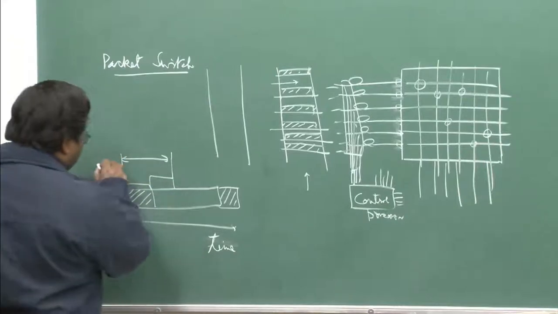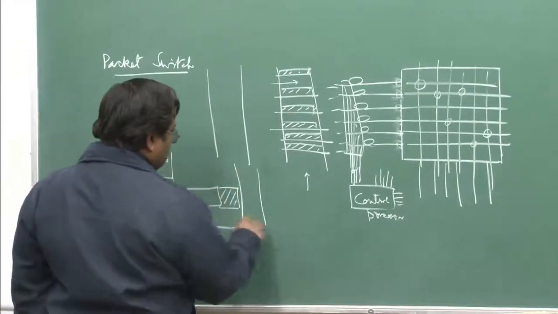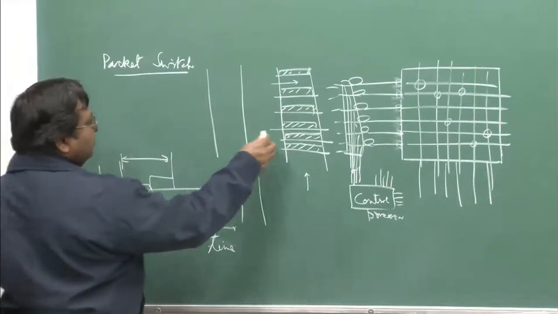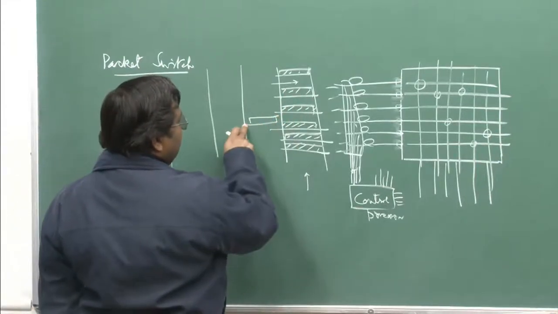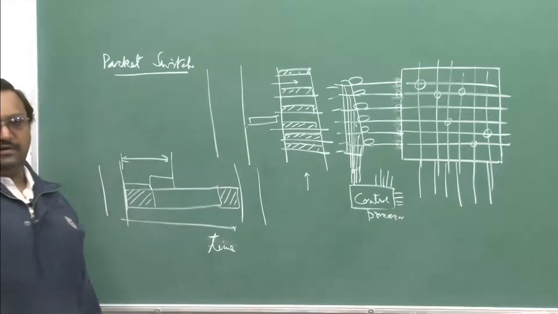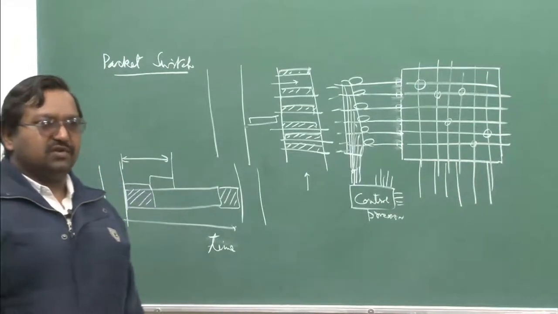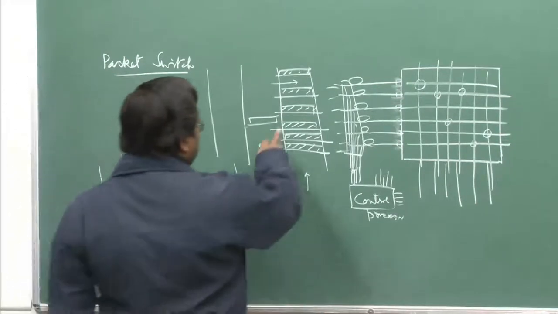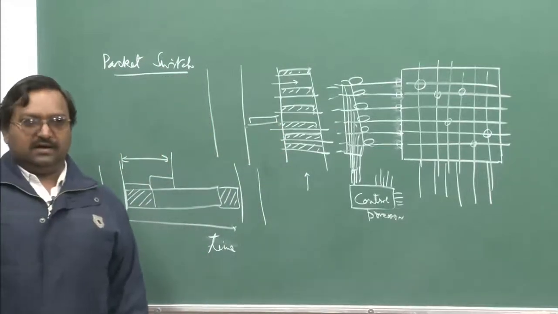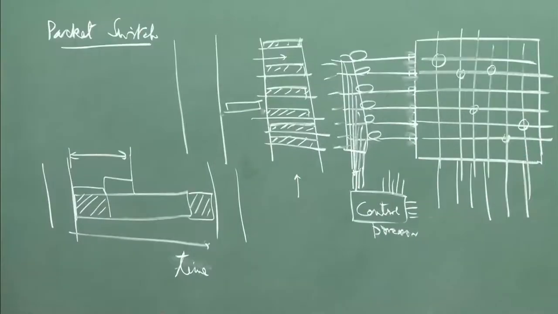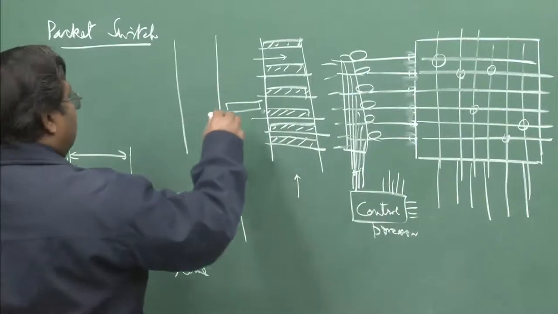Usually there will be a guard band time between two packets. So a packet is not going to fill up the complete slot, it is going to be only part of it, because you require a guard band time for the activation of the cross point, and then another guard band time for releasing the cross point and setting up a new cross point. Guard band. We call it a GU.